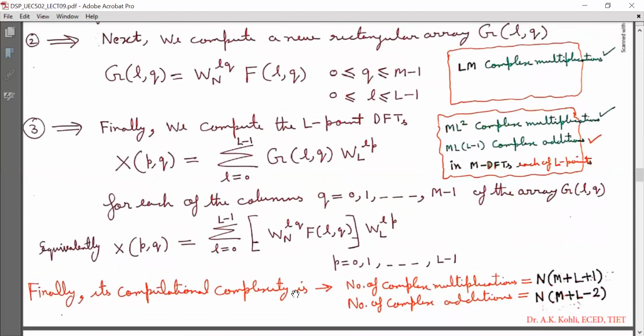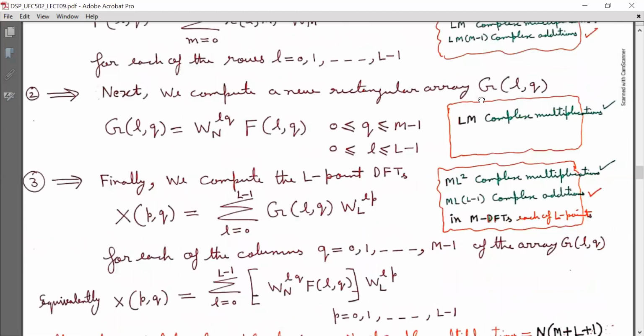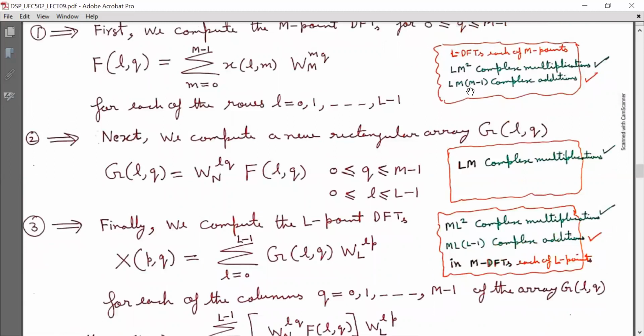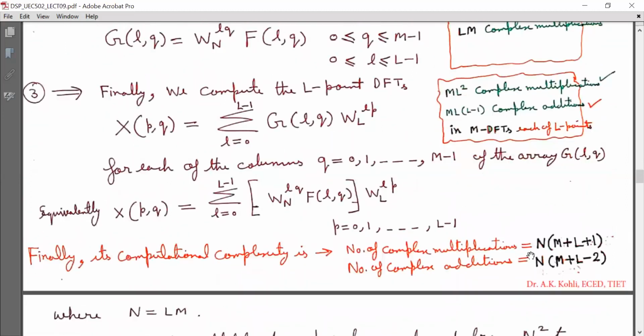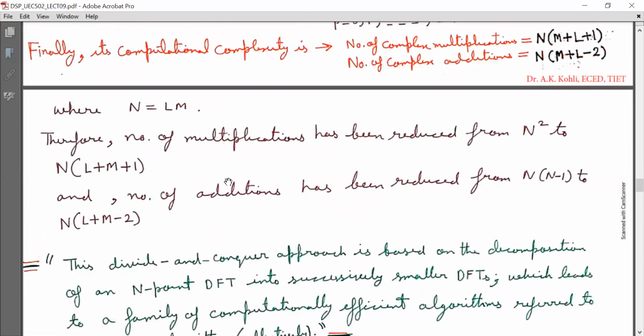Finally, its computation complexity. The whole procedure involves a number of complex multiplications equal to N(M plus L plus 1). So what we are doing here: complex multiplications LM square plus LM plus ML square, and solving this, we get N(M plus L plus 1). For complex additions, LM into (M minus 1) plus ML into (L minus 1), and this will give you N(M plus L minus 2). So these many complex multiplications and complex additions are required, where N is equal to L into M.